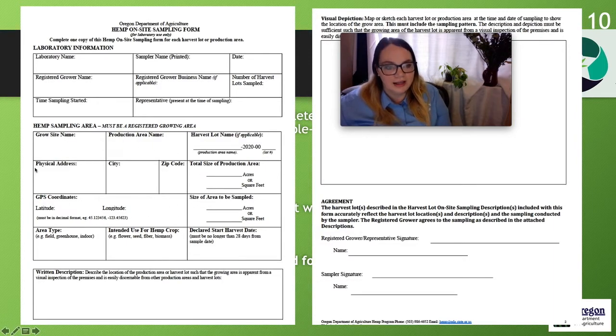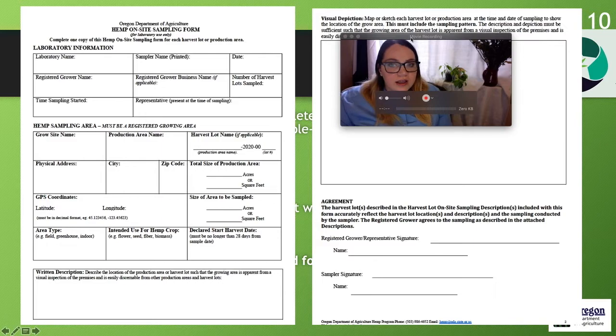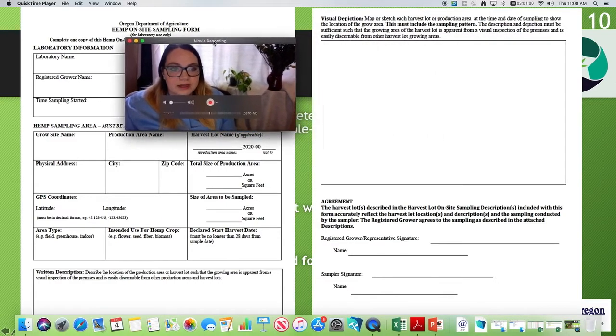This is the same as the form I just showed you. This was kind of what I was talking about, not copying it. So understandably, certain things are just easy to transfer over, and that's fine, but particularly the size of area that was sampled, I want to know your take on that. The total size of production area, I also want to know your take on that. You guys are out in the field more than I am, so I rely on that information. Area type, make sure it's only one. And the declared harvest date, also make sure that you put that as well. Please don't leave the written description blank.